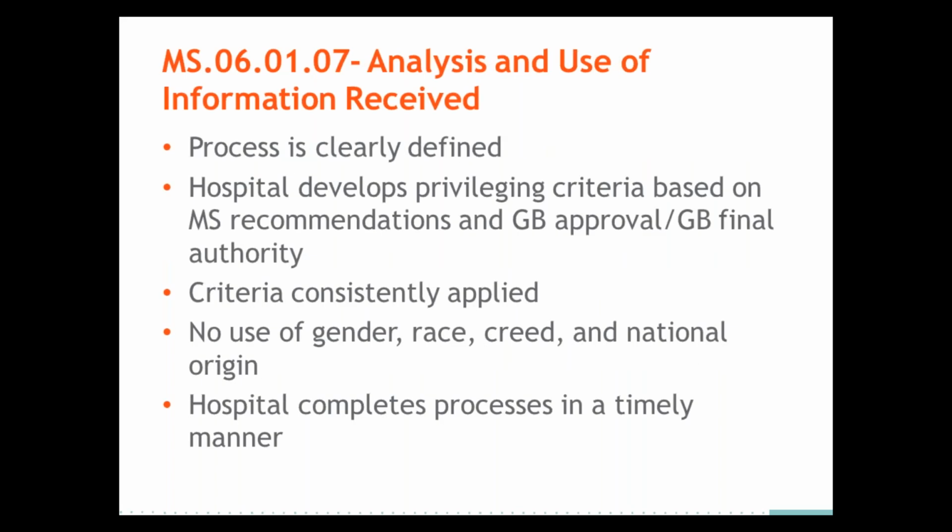There is a requirement also from the Joint Commission that's kind of a no-brainer, that you actually have to have a process for looking at, analyzing, and using that information you've received. That process has to be clearly defined, and the hospital develops these privileging criteria based upon the medical staff recommendation, and the governing body is the final approval, final authority. Criteria has to be consistently applied. And again, you can't use gender, race, creed, national origin.